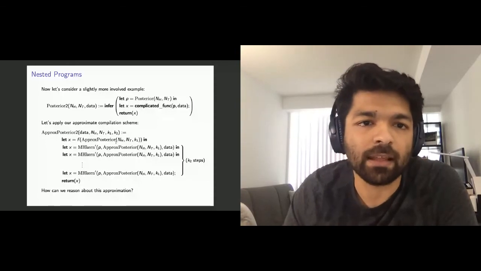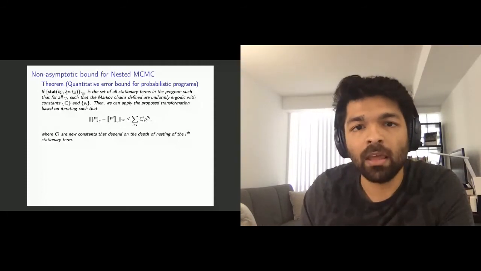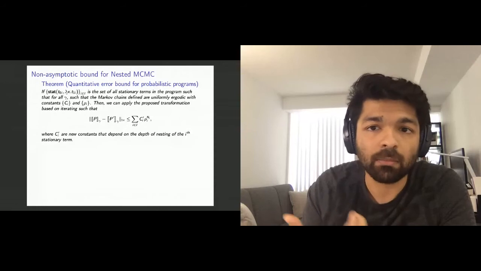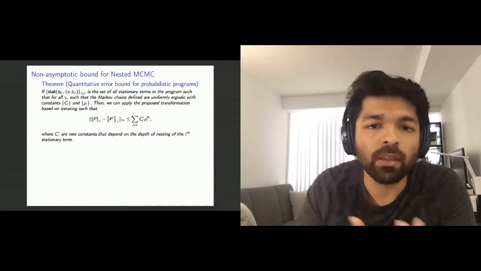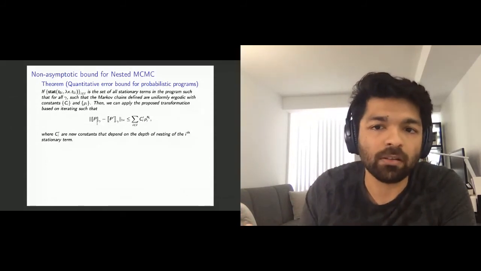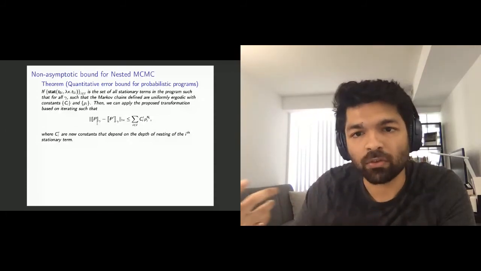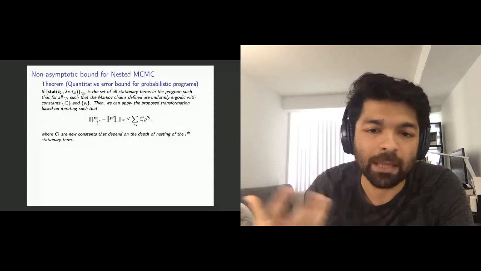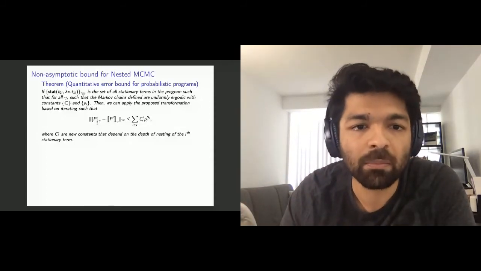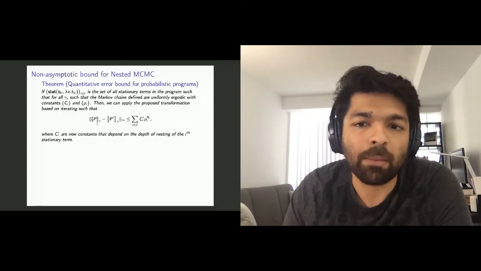This theorem says that if we have a set of stationary terms in our program, and all the Markov chains defined by these stationary terms are uniformly ergodic, then we can control the error of our approximation. The error is controlled in fact additively, and locally, for each of those approximations, it's going to converge exponentially with the number of steps we take in that approximation. But there's a caveat: the constants of the uniformly ergodic chains are going to vary, and they depend on the depth of the nesting.